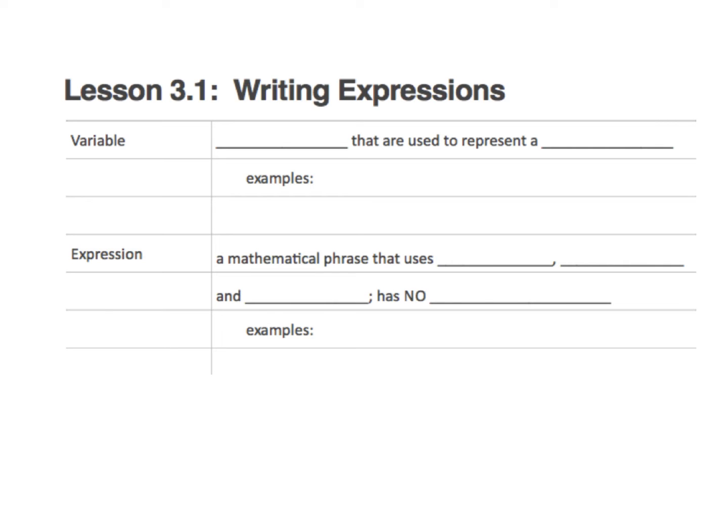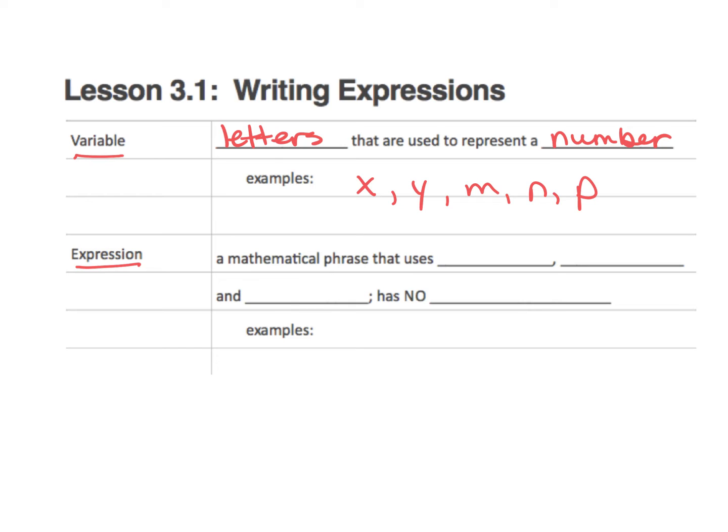These are the first two notes I want you to have in your notebook. One is variable and one is expression. A variable is letters that are used to represent a number. Examples are X, Y, M, N, P, whatever letter you can think of to represent a number is a variable.